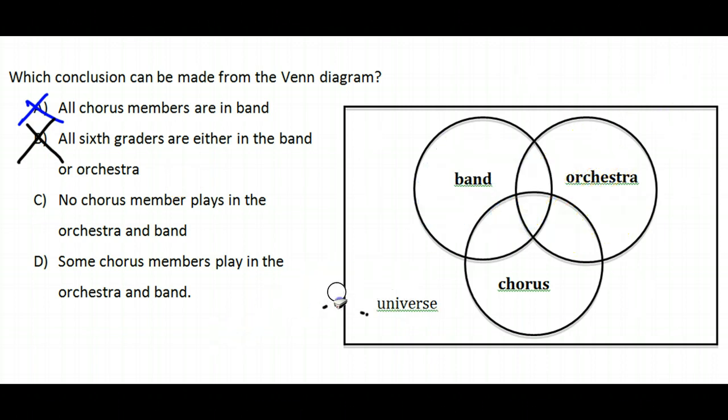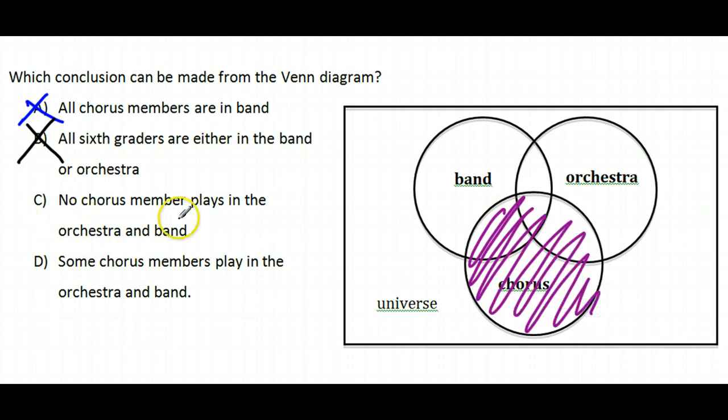Let's keep going here. C, no chorus member plays in the orchestra and band. So now we've got to look at all these chorus members. Do any of them play in the orchestra and the band? Well, we're going to look in here. We're going to see that these people play in the band, so we've got chorus members in the band. And then we're going to see that these people over here play in the orchestra.